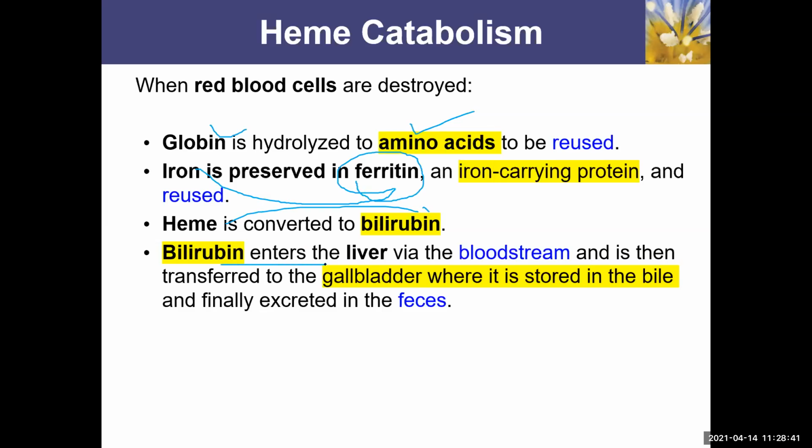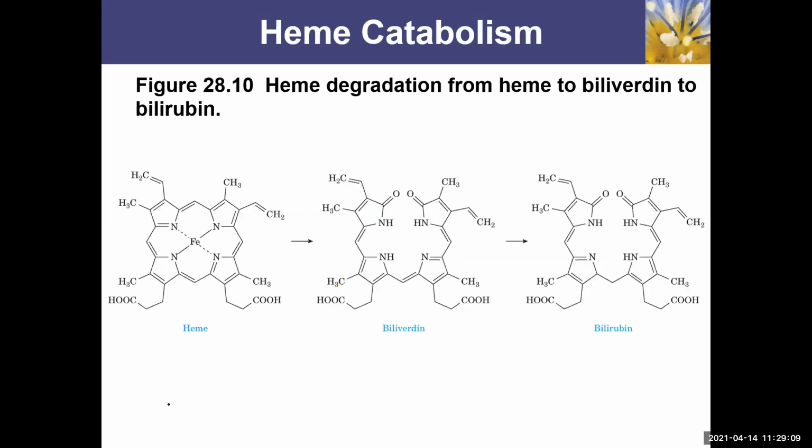Bilirubin enters into the liver, and then it is sent to the gallbladder, where it is stored in the bile, and it gets excreted when the bile is released with the food to emulsify the food. So it is sent out of the body in the form of stercobilin. So this bilirubin can be converted into stercobilin, which gives yellow color to the feces or yellow color to the urine also. So no need to do this one.